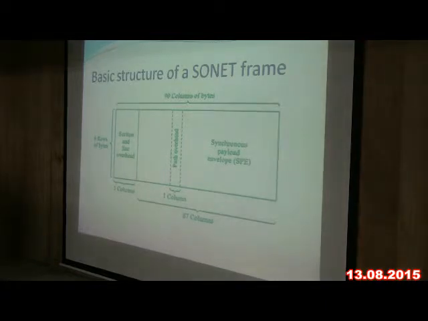Section, line, and path. 3 columns are allotted for section and line overhead, and 87 columns are allotted for the SPE. Among these 87 columns, 1 column is allotted for the path overhead. The section and line overhead together are called the transport overhead. Using this frame structure, we are calculating the data rate for the SONET.